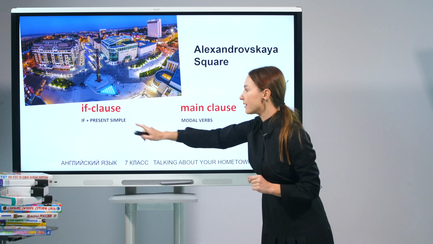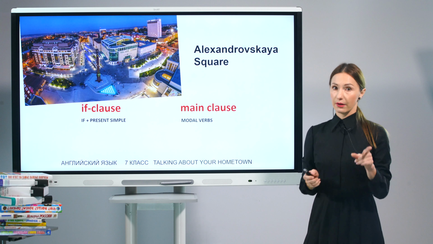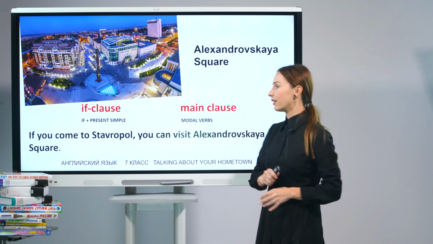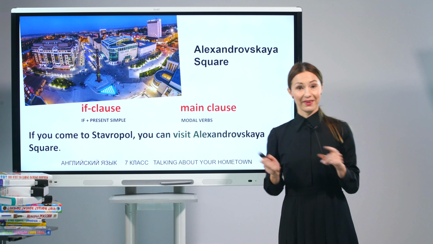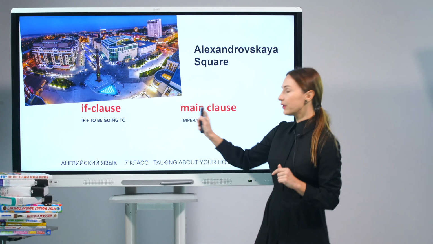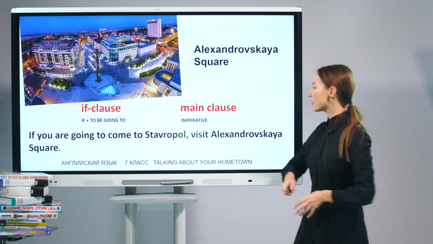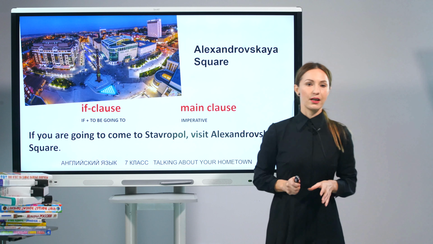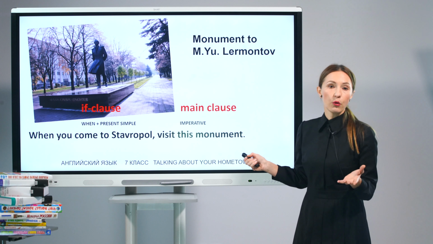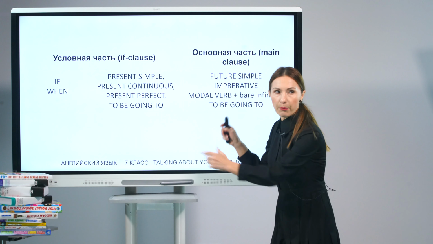If clause, present simple, main clause, modal verbs. We'll check. If you come to Stavropol, you can visit Alexandrovskaya Square. Okay, very beautiful. One more example. To be going to, imperative, and we'll check it. If you are going to come to Stavropol, visit Alexandrovskaya Square. So guys, now we can make a lot of examples, but I want you to remember this grammar.